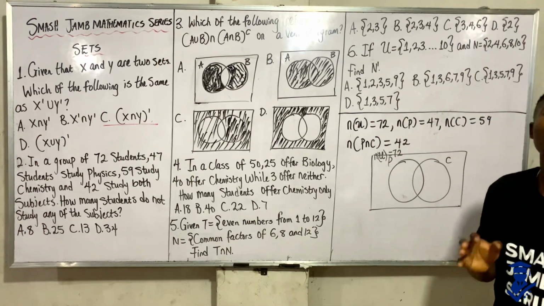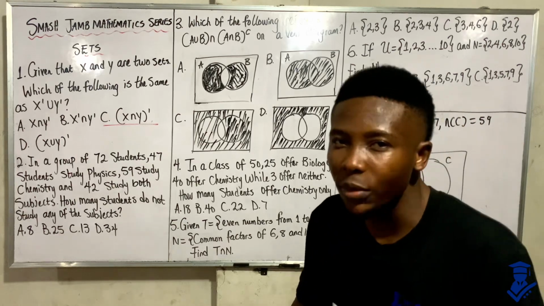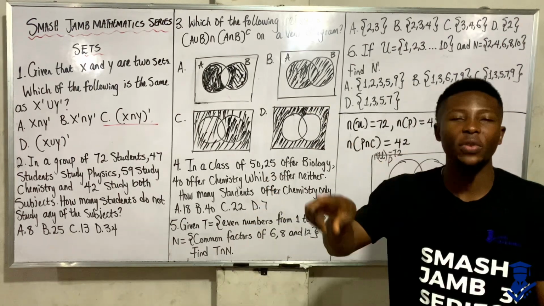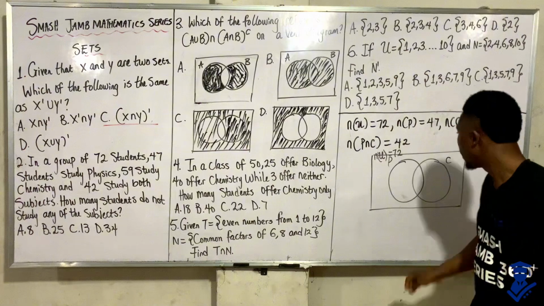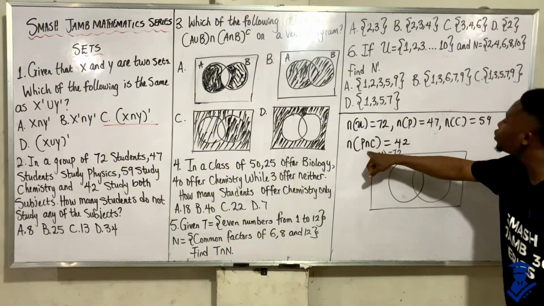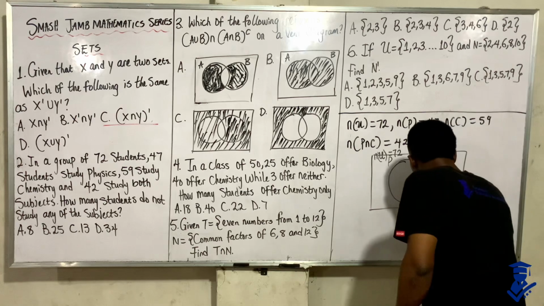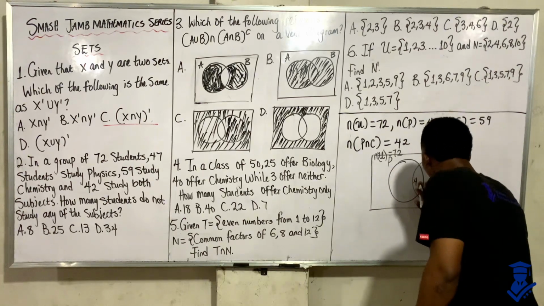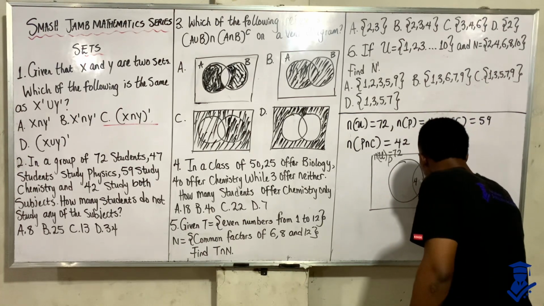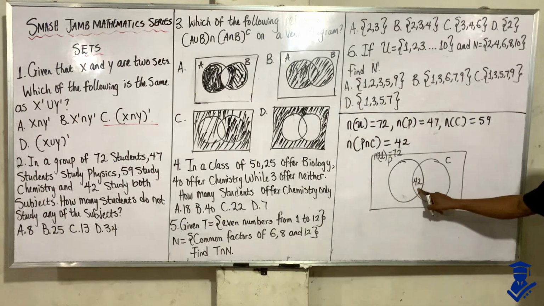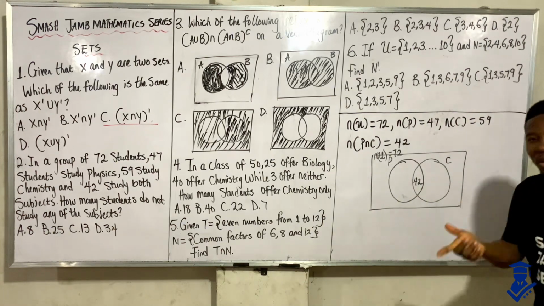Now, when you are settling your Venn diagram, when it comes to sets, settle the intersection first before any other thing. So now they told us that 42 students offer physics and chemistry. So put the 42 in the middle, that's the part where they intersect. So this is 42.